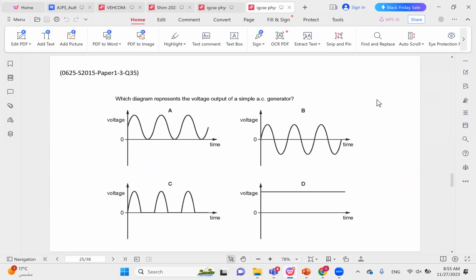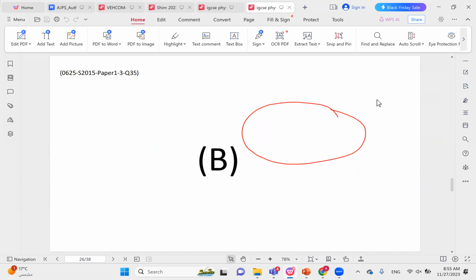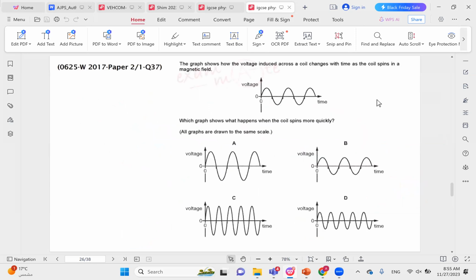Which diagram represents the voltage output of a simple AC generator? This is what we just drew. B is an alternating, it sort of looks like an alternating current or alternating voltage graph. And this is the output of an AC generator, of course. So B here is the correct answer. The diagram shows how the voltage induced across a coil changes with time as the coil spins in a magnetic field. Which graph shows what happens when the coil spins more quickly?